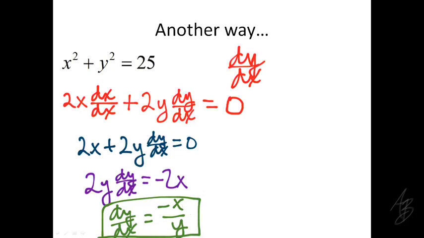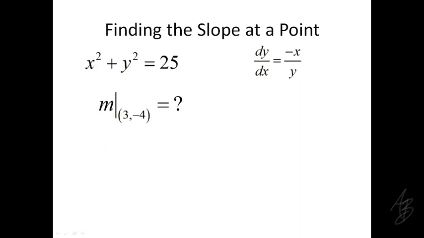Now when we do implicit differentiation, we may get derivatives with respect to x and y, meaning that we might have x's and y's in our derivatives. So if we wanted to, say, find the slope of that circle at the point (3, -4), we can use this derivative we found here using implicit differentiation and just plug in 3 for x and -4 for y and get that.